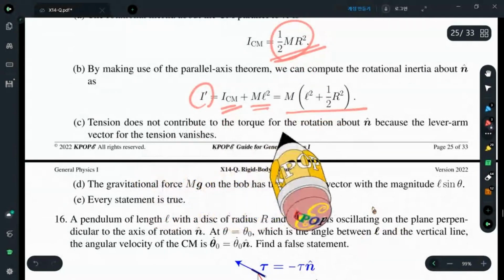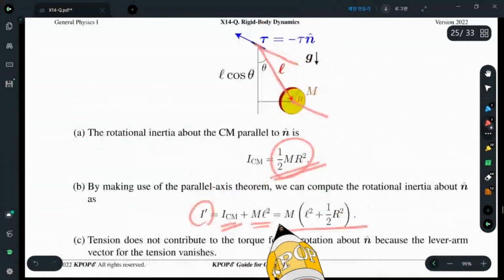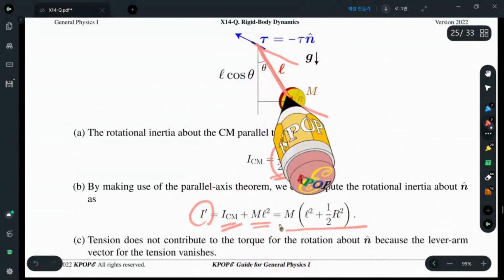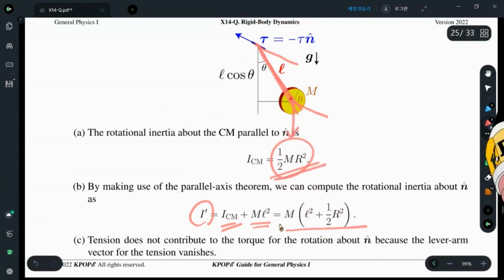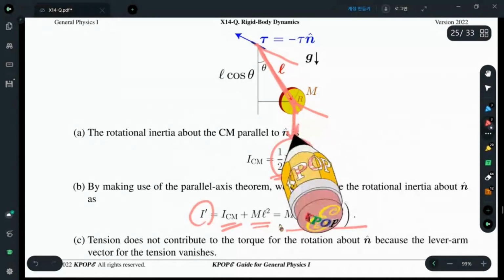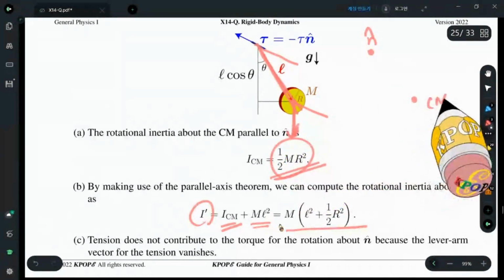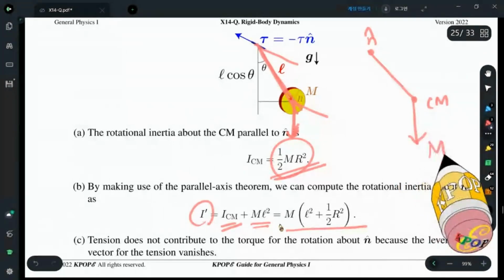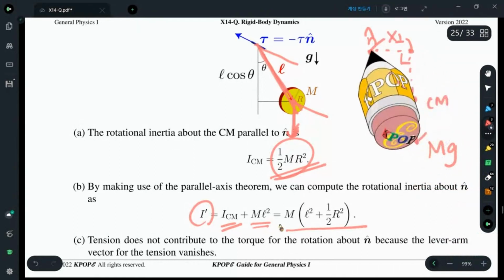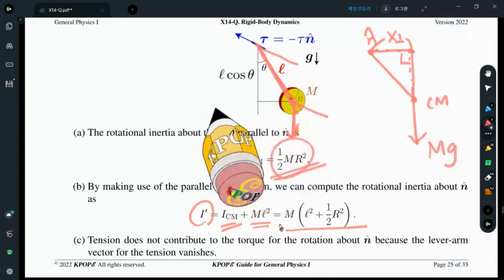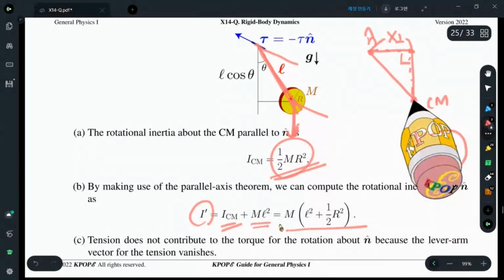The tension does not contribute to the torque for the rotation about n hat, because the lever arm vector for the tension vanishes. Sure, this axis is passing through the center of mass. Only the gravity contributes. Gravity acts at the center of mass of this object, but we have this is n hat and this is cm. Gravitation is mg, and we have a perpendicular distance, a lever arm. X perp is not vanishing. So the origin of this torque is the gravitational force applied to the center of mass of the disk.